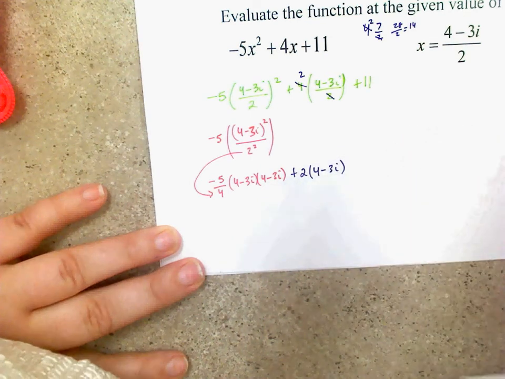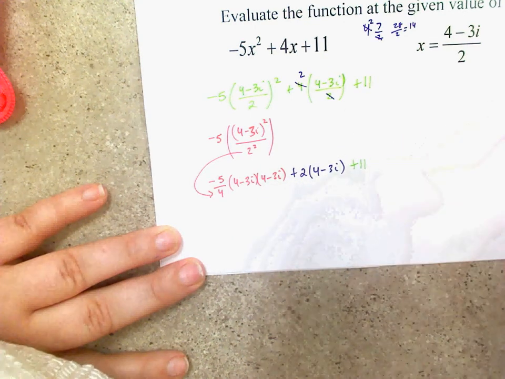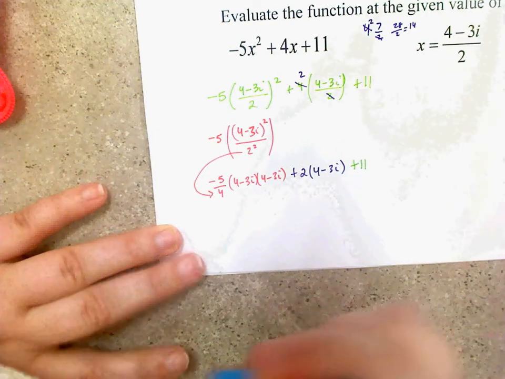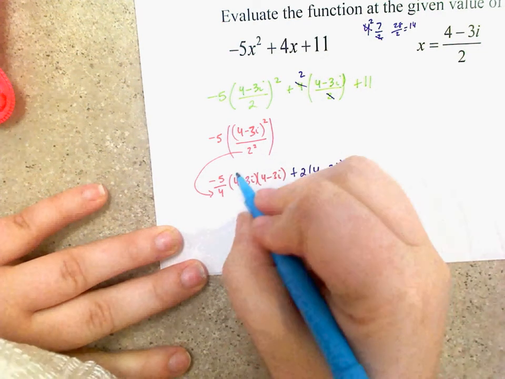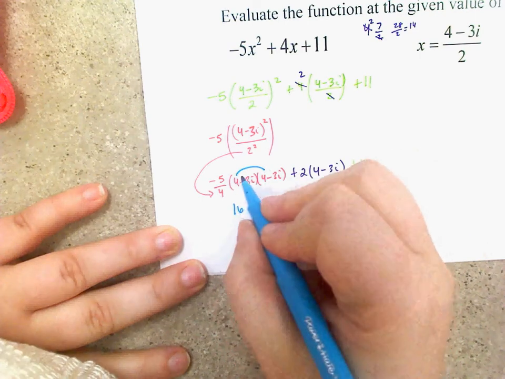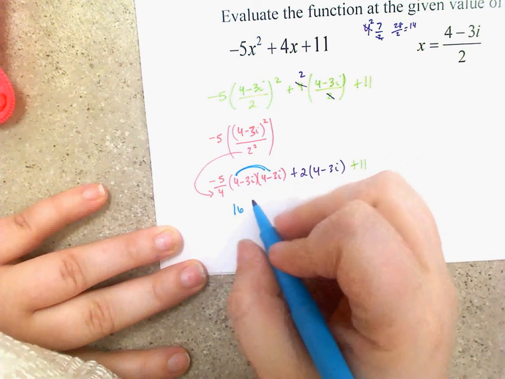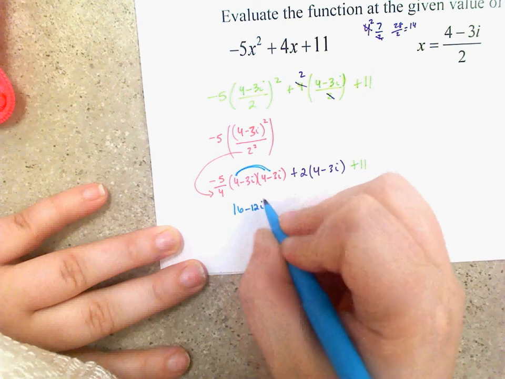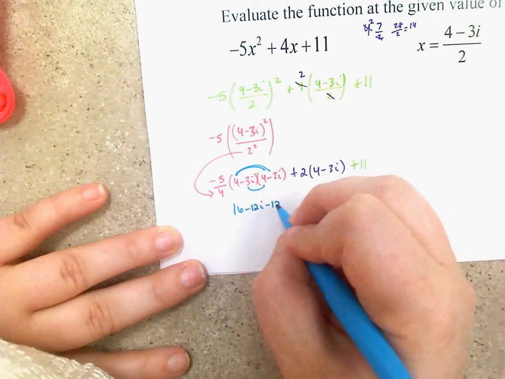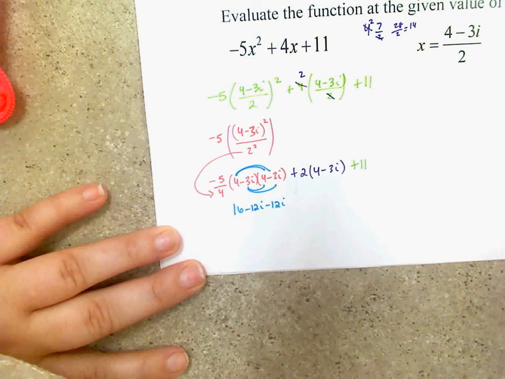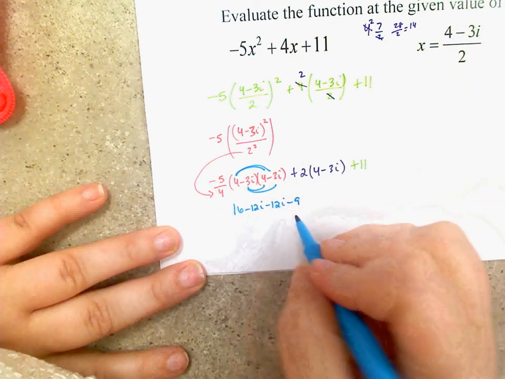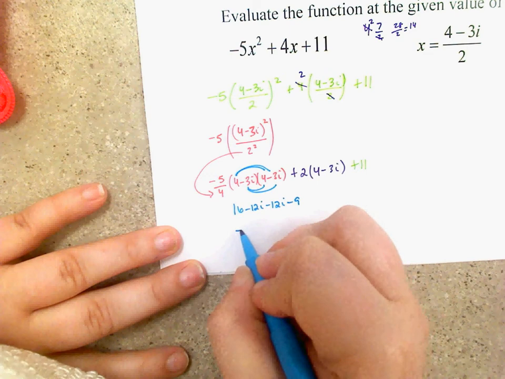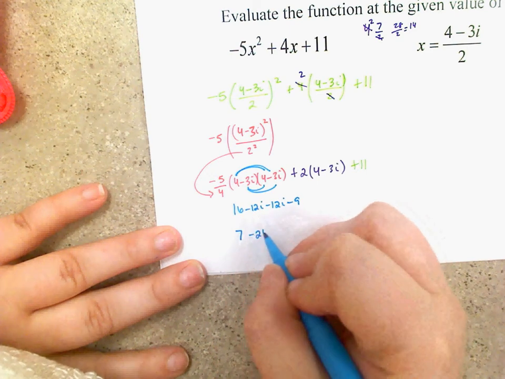So I'm going to distribute here. 4 times 4 is 16. 4 times negative 3i is negative 12i. Negative 3i times 4 is negative 12i. And negative 3i times negative 3i is a positive 9i squared, which is a negative 9. 16 minus 9 is 7, and that's a negative 24i. All times a negative 5 over 4.